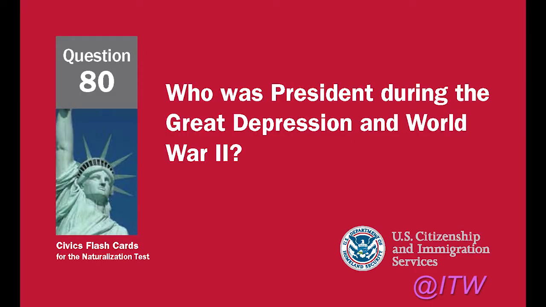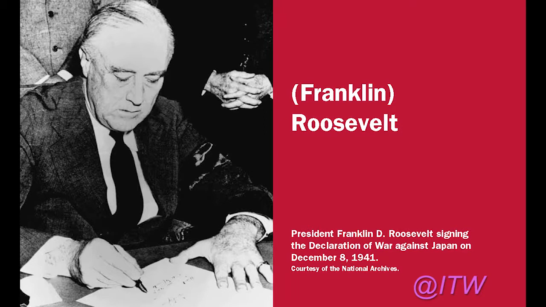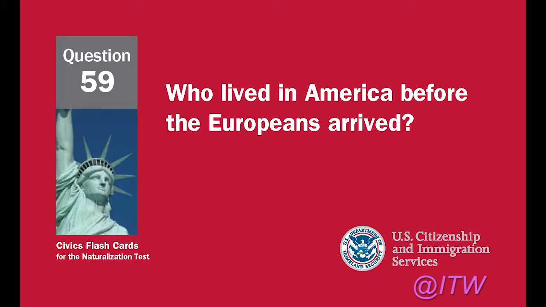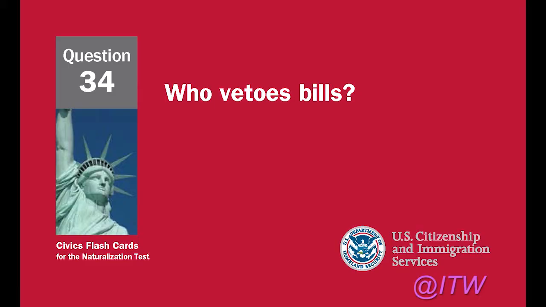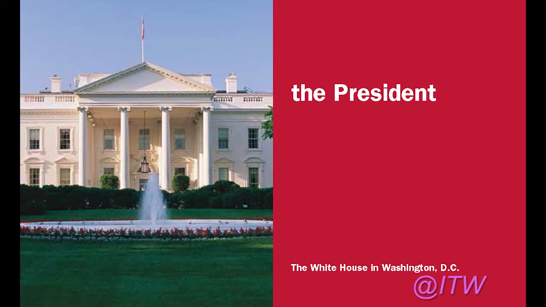Who was president during the Great Depression and World War II? Franklin Roosevelt. Who lived in America before the Europeans arrived? American Indians. Native Americans. Who vetoes bills? The President.